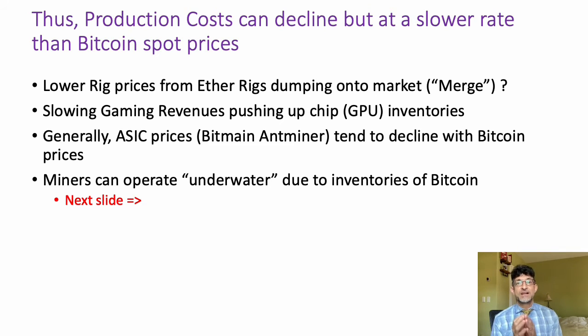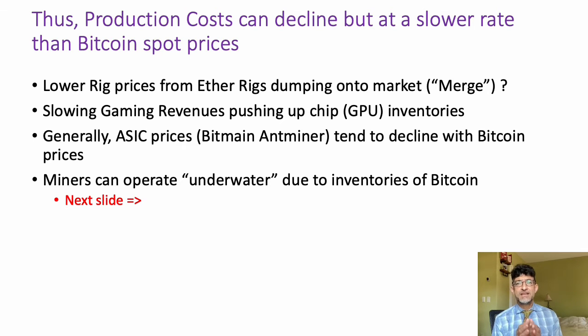Now, I said that production costs could decline and Bitcoin prices could decline. What I think we need to consider is how elastic production costs are. I think production costs can decline, but they're not as elastic as they seem. And this is what I mean. I think Bitcoin prices could decline sharply, but the production cost will decline at a lower rate than the Bitcoin spot price. Then we need to consider certain things.